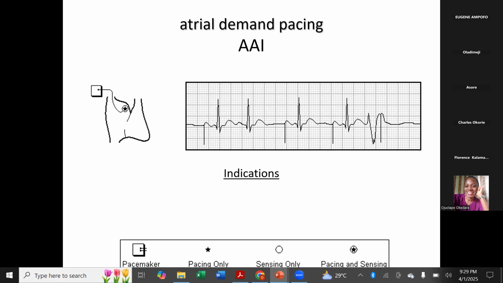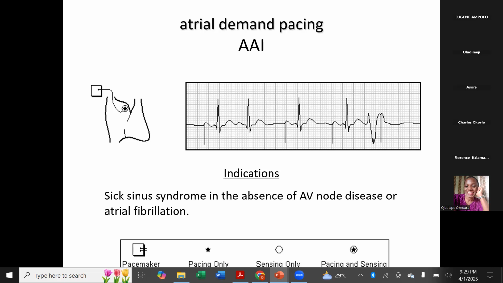Any question? So we've already described the indication for using an AAI mode. Okay? All right.